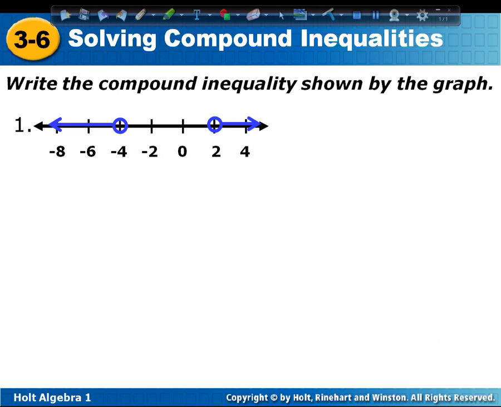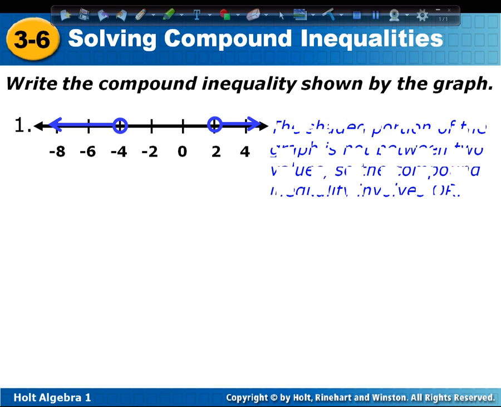All right, go ahead and make a quick sketch of the number line for number 1. It says write the compound inequality shown by the graph. So we're basically going to look at the graph, decide whether it's an and or an or graph, and go ahead and write the solution set for it.